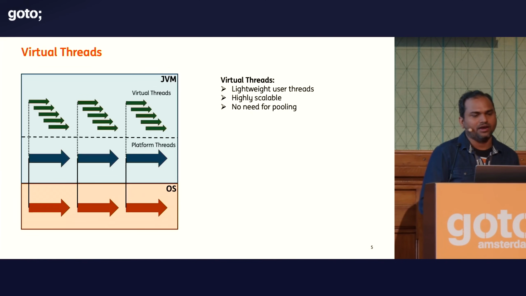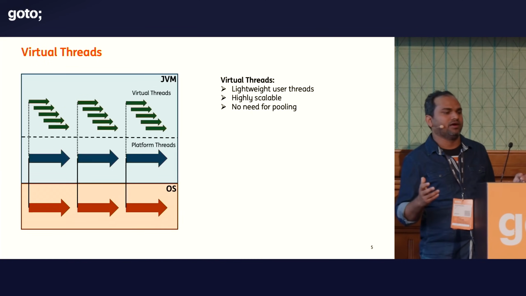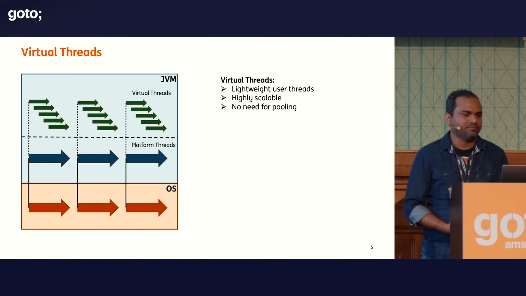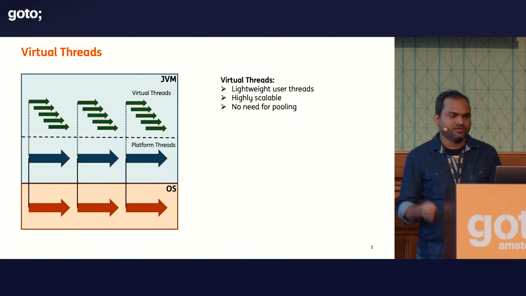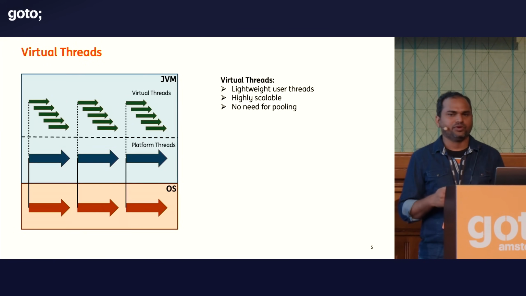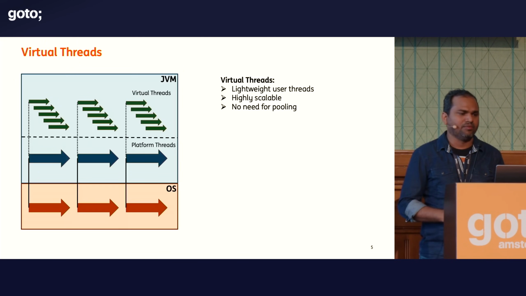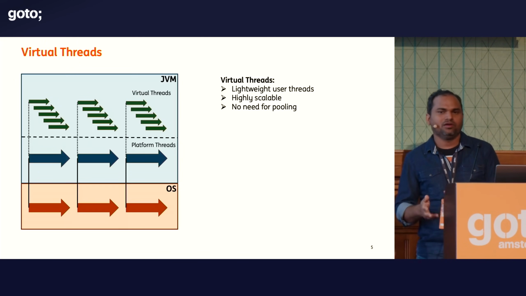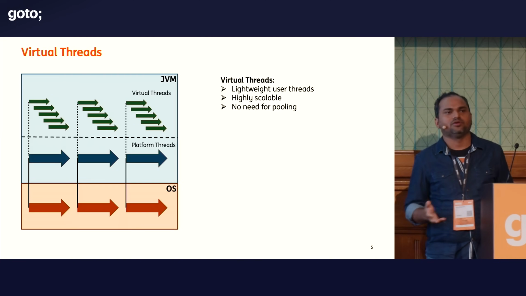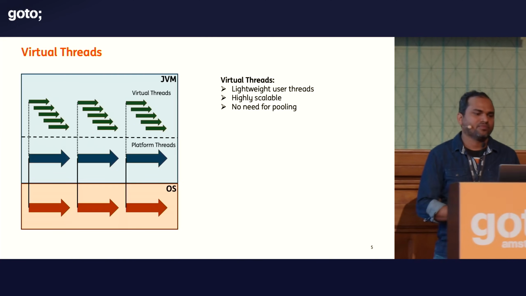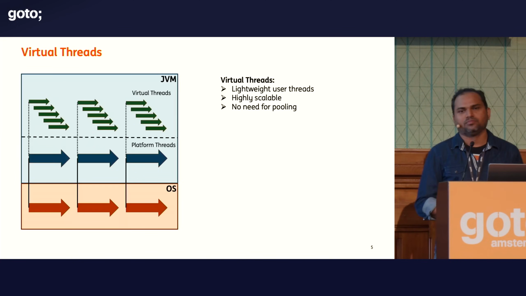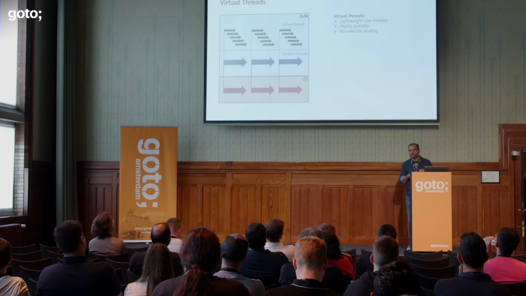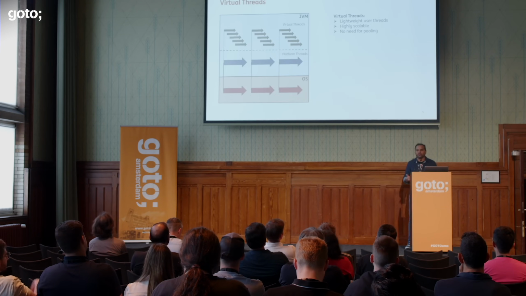Virtual threads, on the other hand, are lightweight user threads. Lightweight because they require significantly less memory than platform threads. And because they require so less memory, you can just create them in abundance, so thousands or even millions. That makes them highly scalable. Also, they don't really require your application to go to operating system. And there is no need to pool them because they are cheap. You can just create them whenever you need them, and you can just throw away when you don't need them.